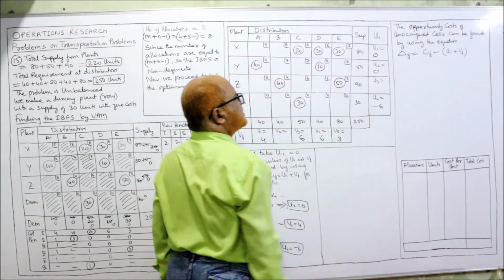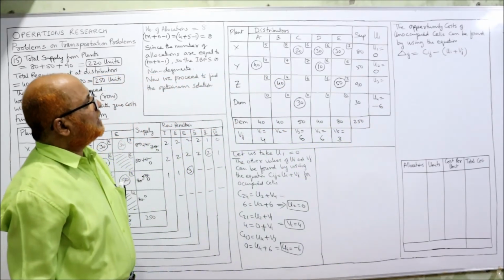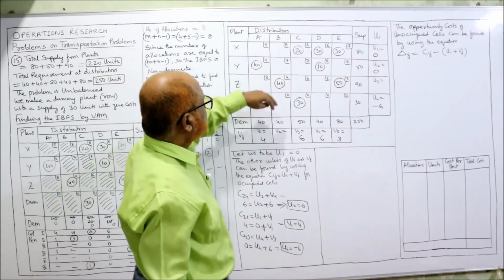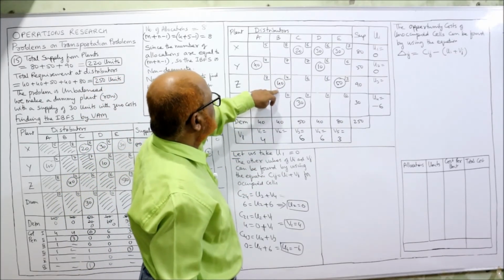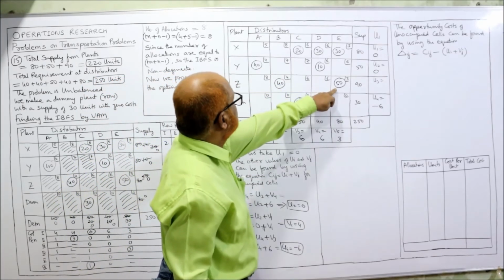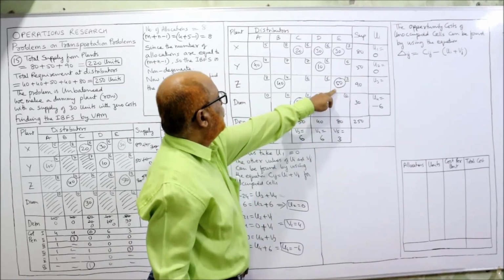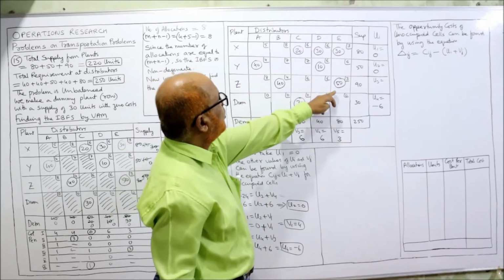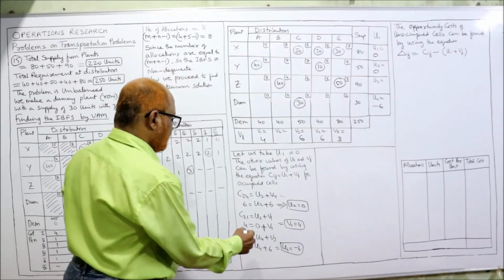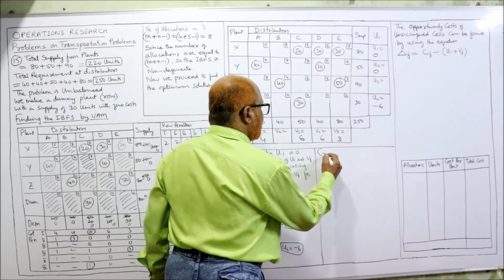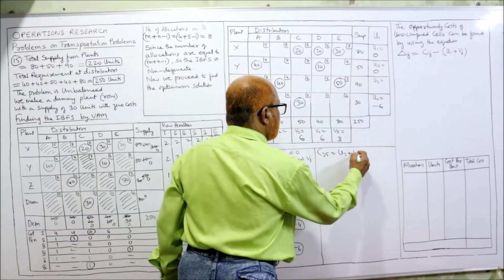U4 minus 6. Right? Now we take up this cell, because U3 we don't have now. We'll make use of this cell to find out U3. What is the location? 3rd row, 5th column, 3, 5. So C35 is equal to U3 plus V5.